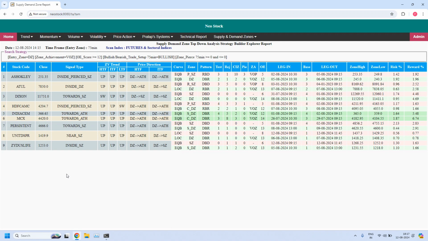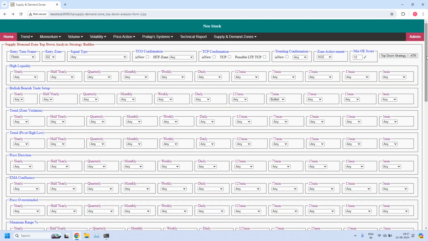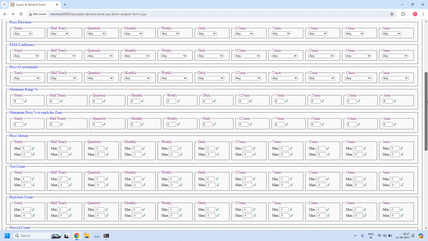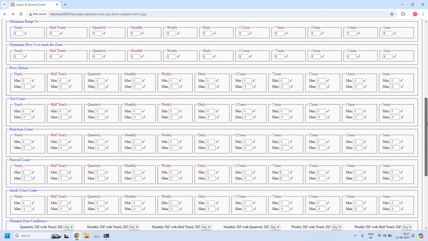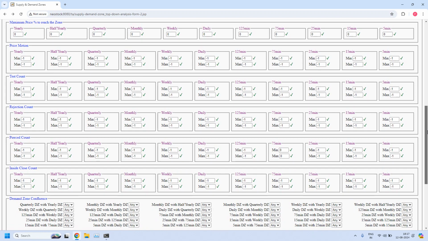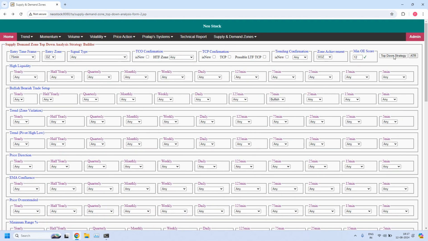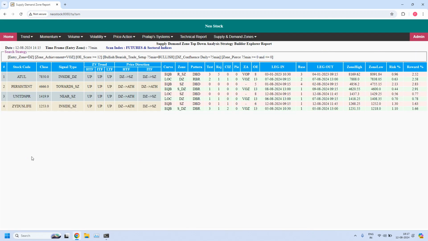Now let us verify how many of these stocks are having confluence with ITF time frame. Out of these 9, let us check. So demand zone confluence: the 75 minutes demand zone should have confluence with the daily demand zone. This is ITF confluence enabled. Now 4 stocks are filtered. These 4 stocks are having confluence with the daily time frame.